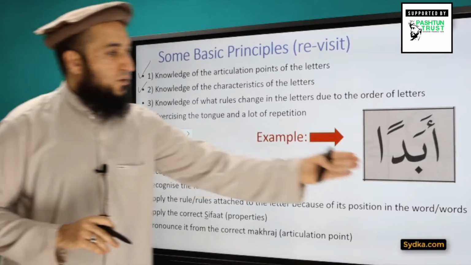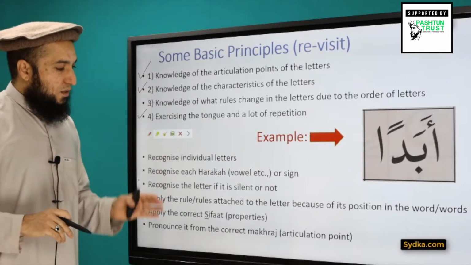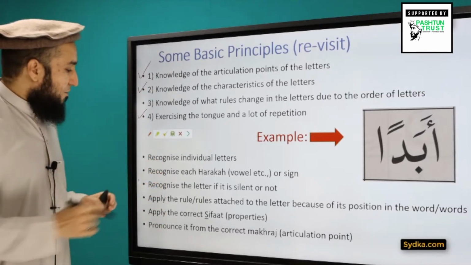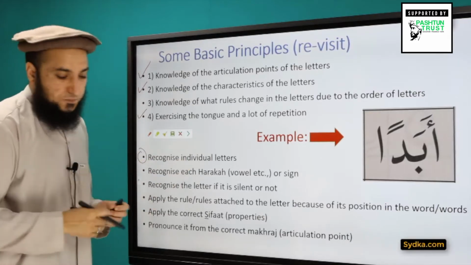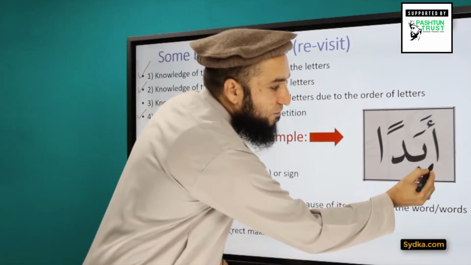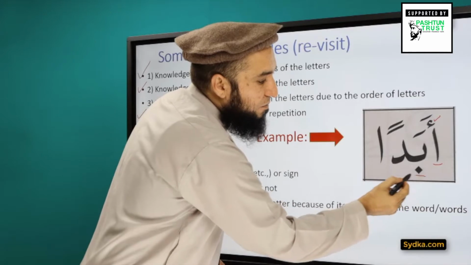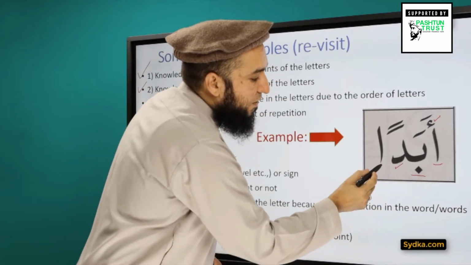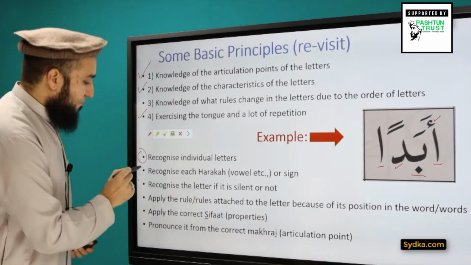So if we are given a word, we have to apply these steps to make our reading or recitation easy. The first one is recognizing individual letters. Here, the first one is alif, second one is hamza, third one is ba, next one is dal, and the final one is alif. So we recognized individual letters, step one.